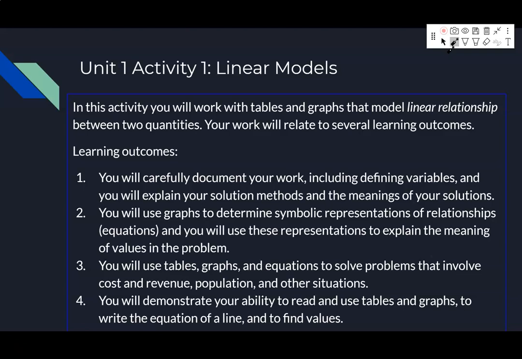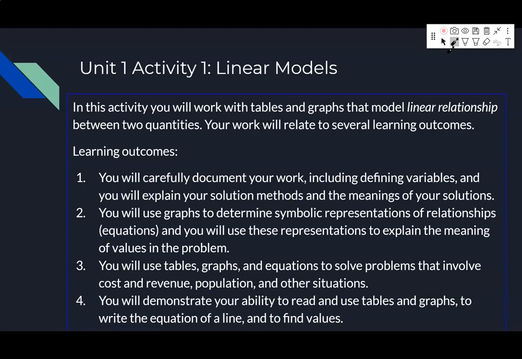The first one, about communication. You will carefully document your work, including defining variables, and you will explain your solution methods and the meanings of your solutions. Number 2, about multiple representation. So you will use graphs to determine symbolic representations of relationships, and you will use these representations to explain the meaning of values in the problem.